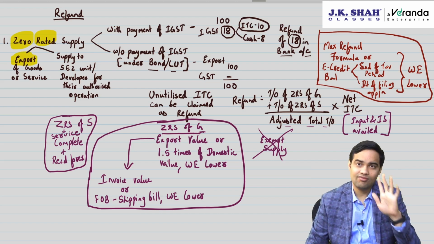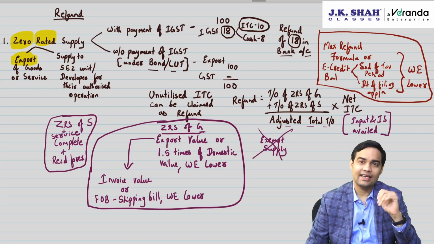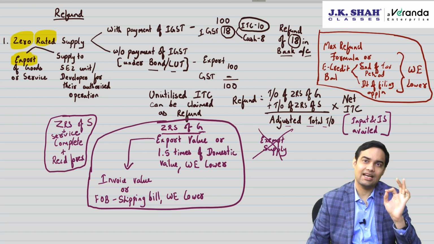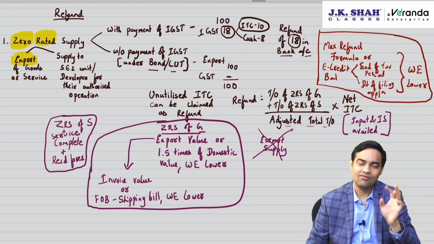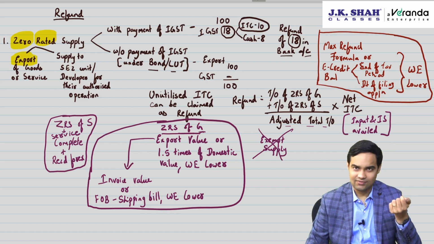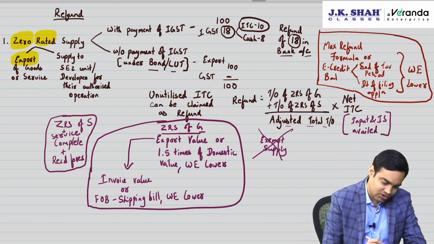When totally 5 conditions are satisfied. Supplier is in India, recipient is outside India, place of supply is outside India, they are not merely establishments of the same person, and last, forex is received or INR as permitted by RBI. Then it becomes an export of service. So zero rated supply, first part is export of goods or services.